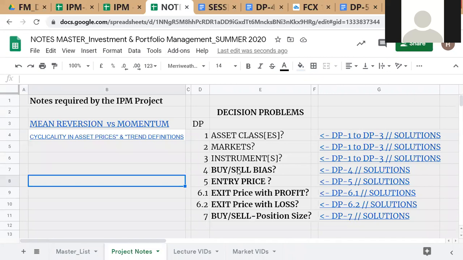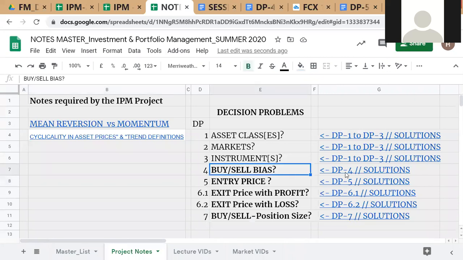Now we came to the discussion of this problem: how do we decide the buy-sell bias? Of course, the other option is buy, sell, or wait, don't do anything. I've not put that in, just to make it a little simpler. If you can't decide, then you just wait, and then you revisit the problem.